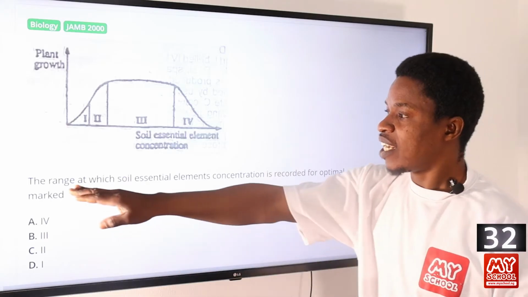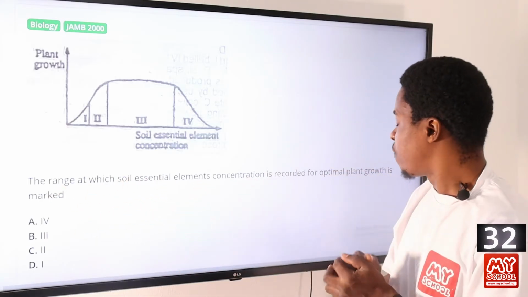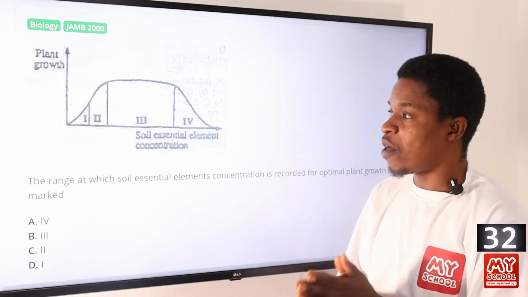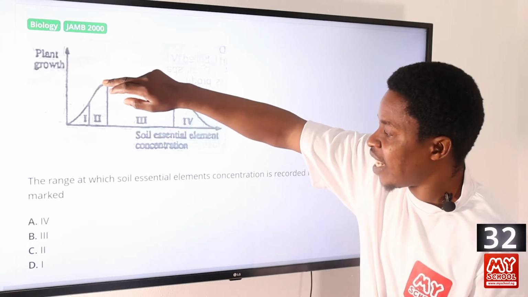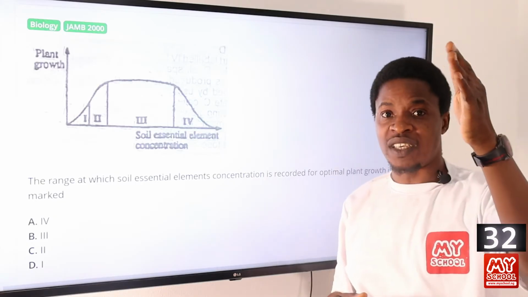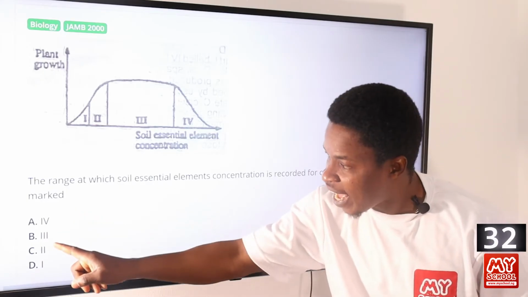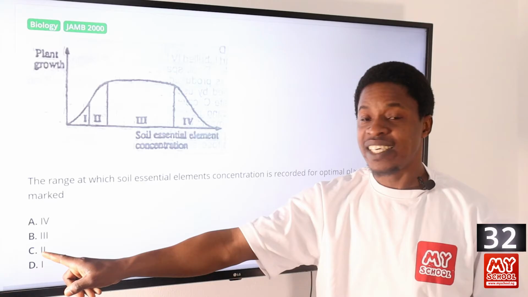So the question says, the range at which soil essential elements concentration is recorded for optimal plant growth is marked what? Based on that, it is this point where we have the soil essential elements concentration recorded for optimal growth. That is the highest point, where plant growth actually takes place. This point is II. So which means II is option C, and the correct answer here is II.